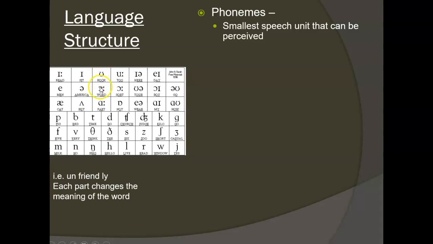So this symbol right here is like the "oo" from book. This one right here is two, so it's the "oo" from two. That's how you would say those letters.